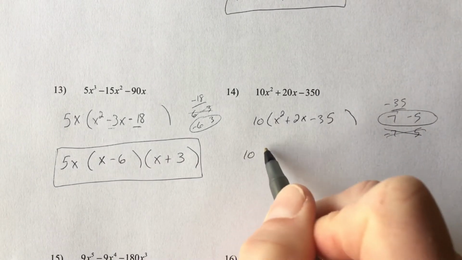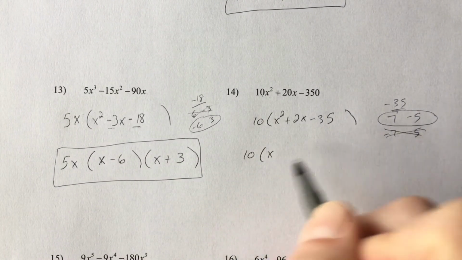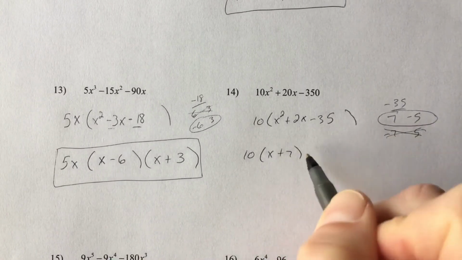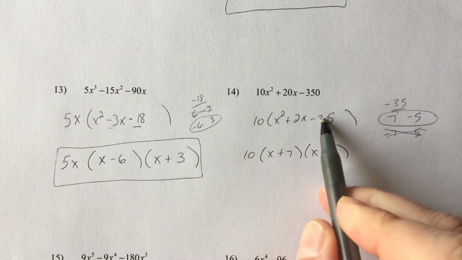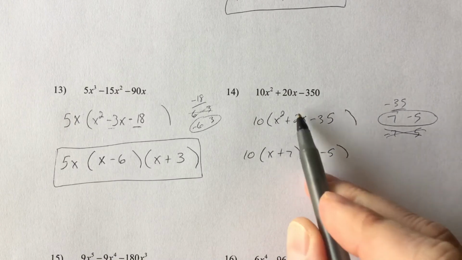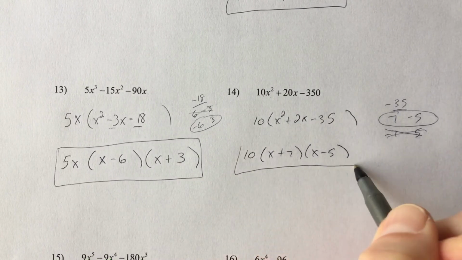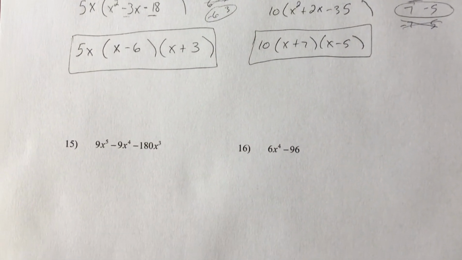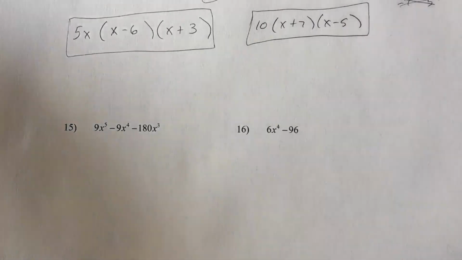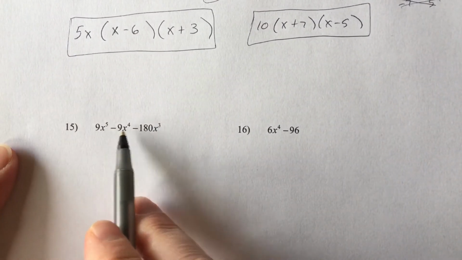So keep the 10 for a second. We're going to have positive 7 and negative 5. 7 times negative 5 is negative 35. 7 plus negative 5 is positive 2. There's my answer. Okay. On number 15, I see I've got 9, 9, 180.